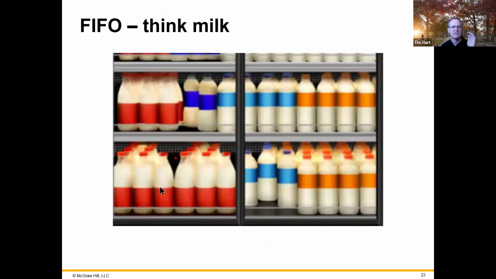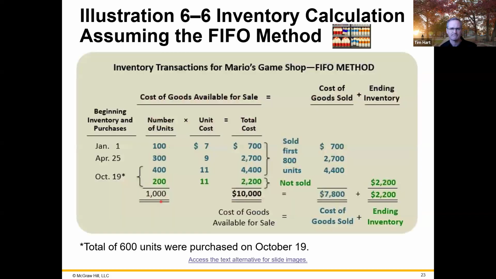Okay, so let's look at each of these. For FIFO, again, think milk, first in, first out. The oldest stuff is being sold first so that it can all stay fresh and be consumed in a reasonable time.